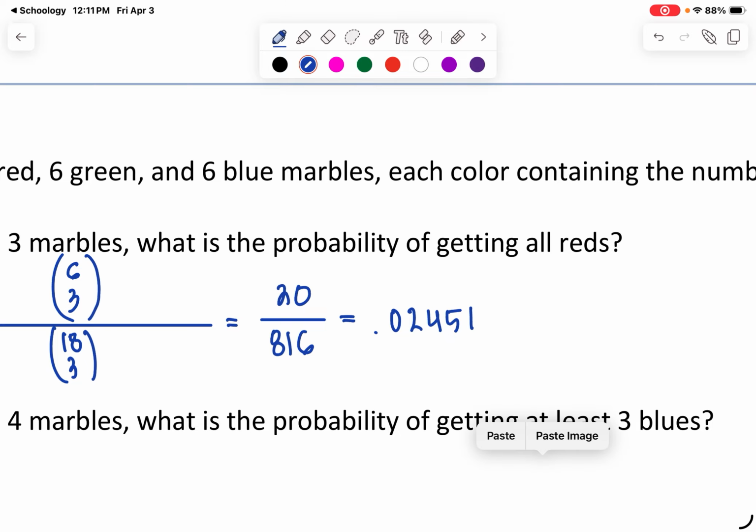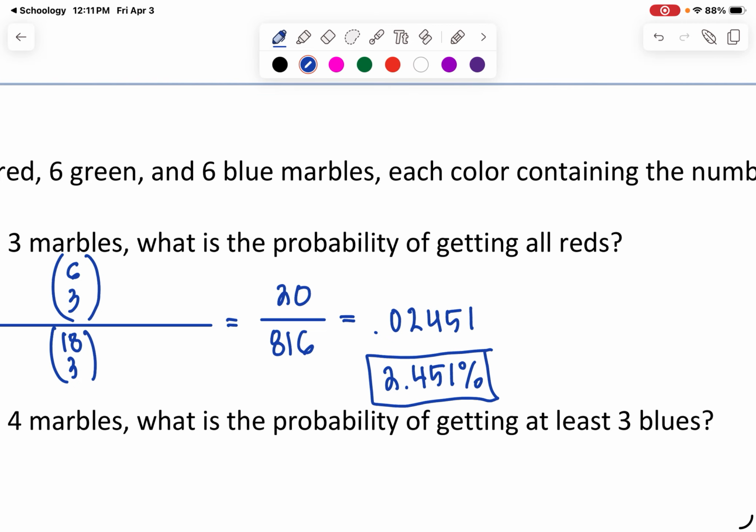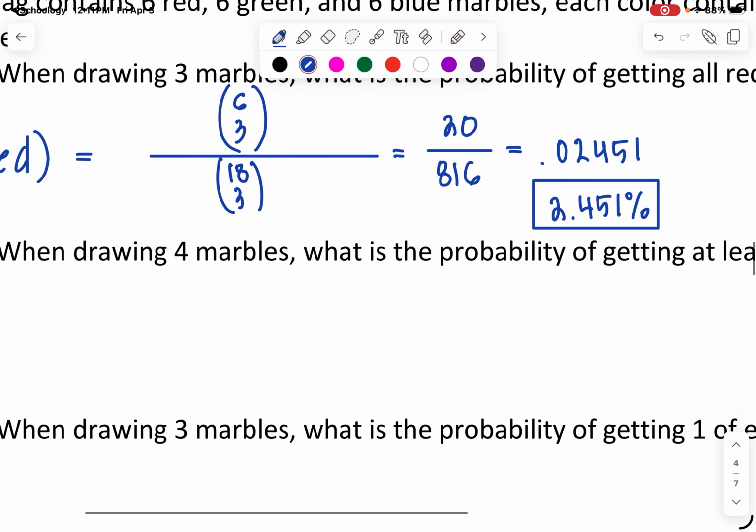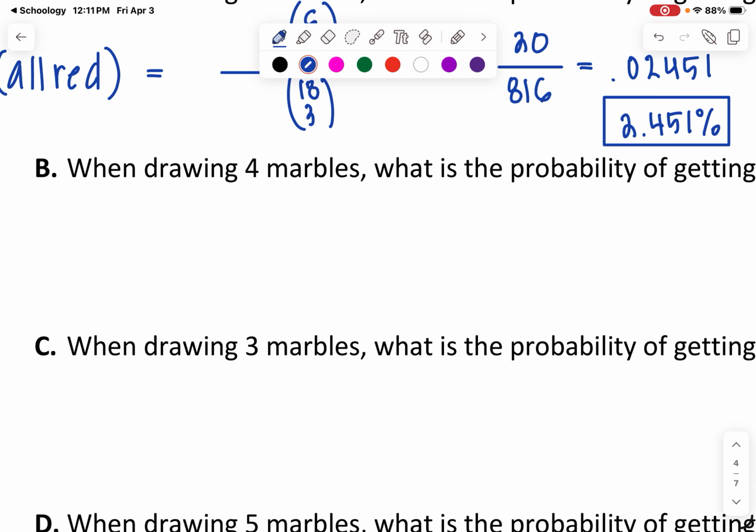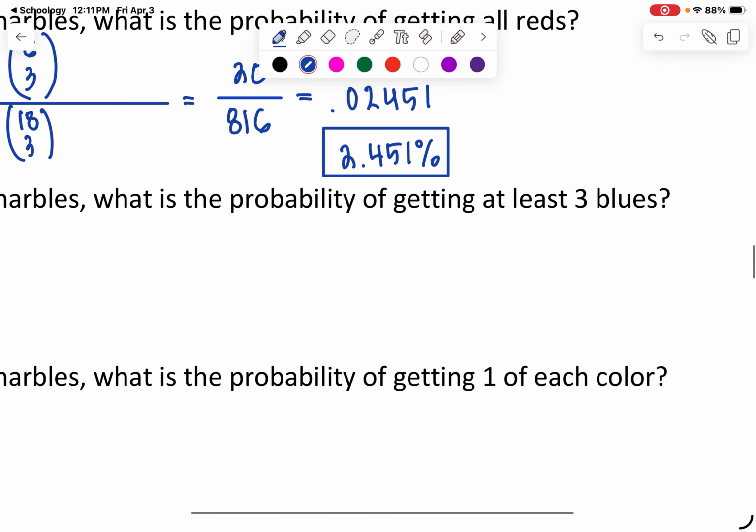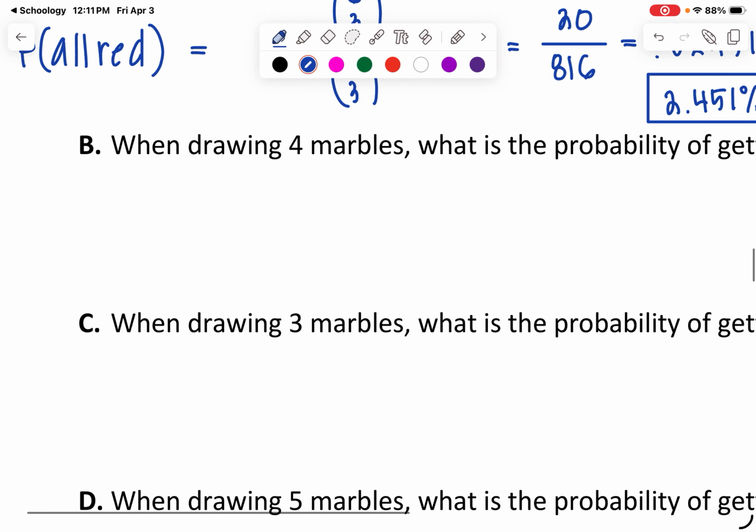So put that at, that's the decimal I'm getting because I get 0.98 after that 5. Move the decimal over 2 places, and that's 2.451%. Okay. All right, when drawing 4 marbles, what's the probability of getting at least 3 blues?